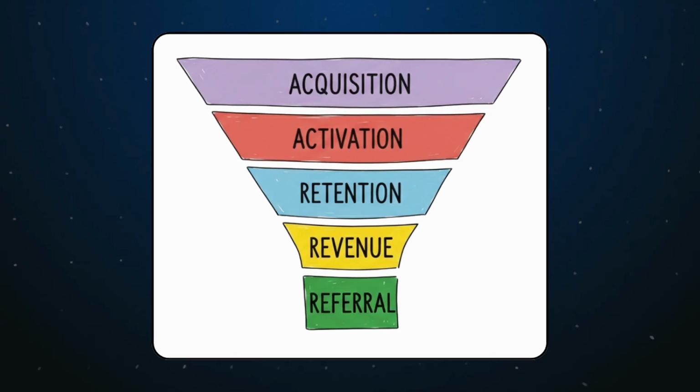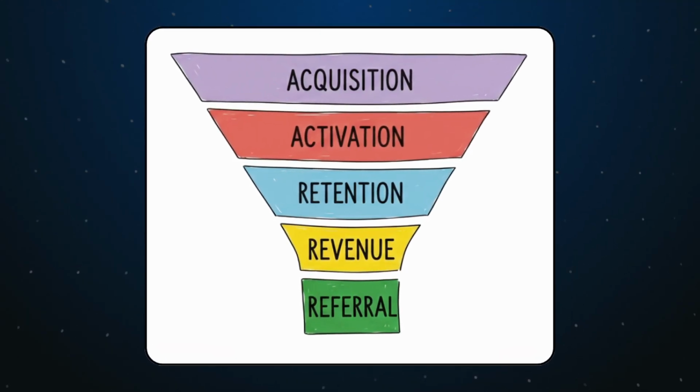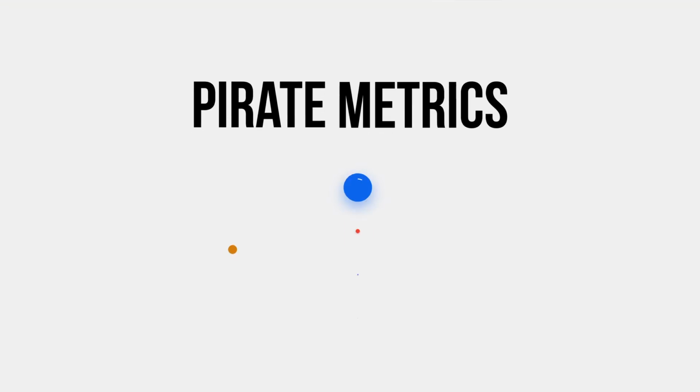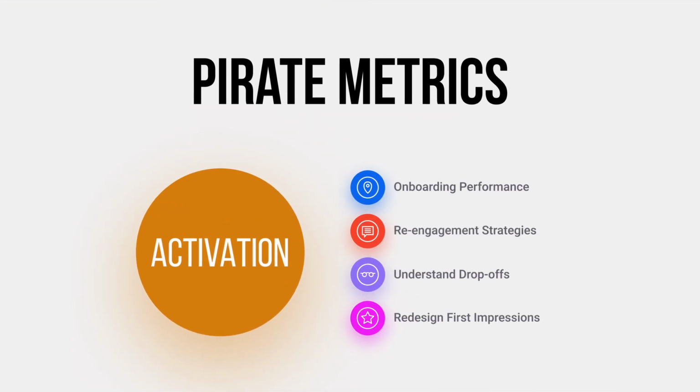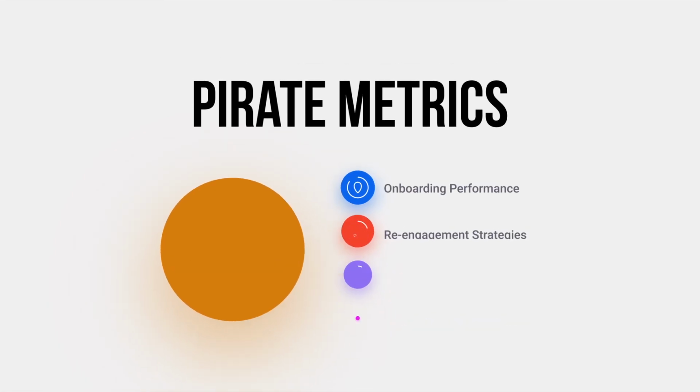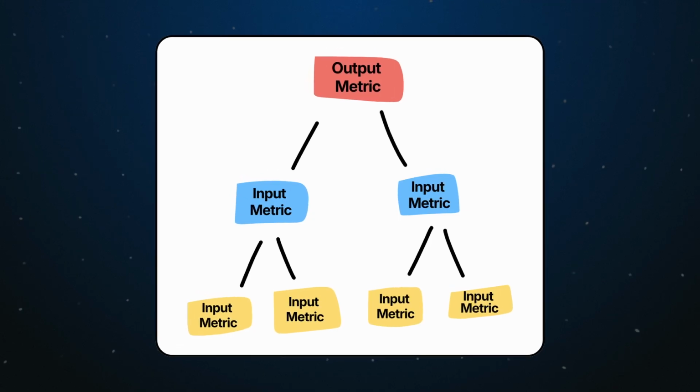Framework number 1 is the Pirate Metrics. This has been around since 2007, and it organizes your questions and metrics into 5 stages. You can then pick the stage that is most relevant to your startup right now and determine the 1 or 2 questions that need to be answered here. For example, you may choose activation, in which case your questions will revolve around the onboarding process after a user creates an account.